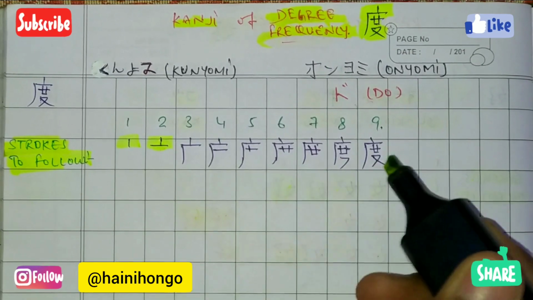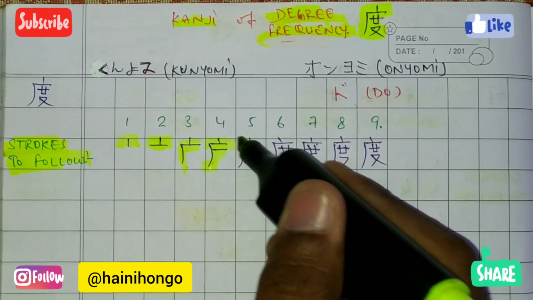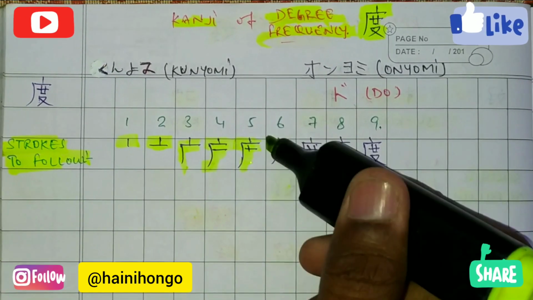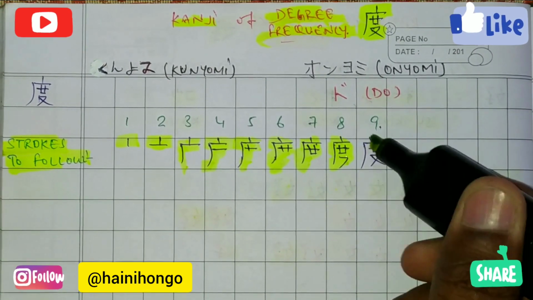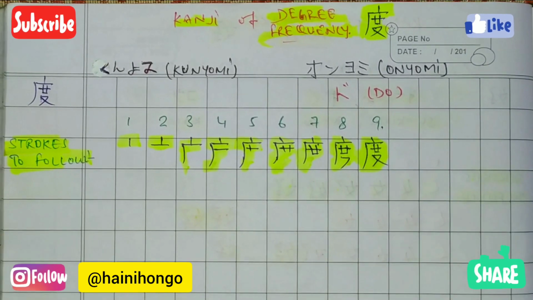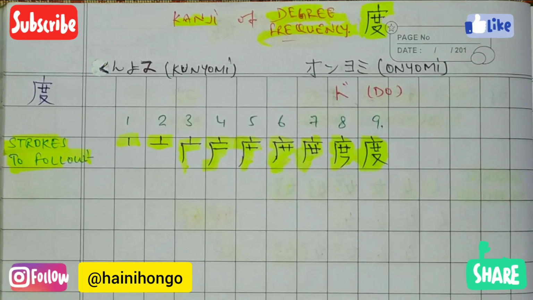1, 2, 3, 4, 5, 6, 7, 8 and 9. This is the final kanji which is having 9 strokes. So now let's start the practice of the strokes of this kanji.